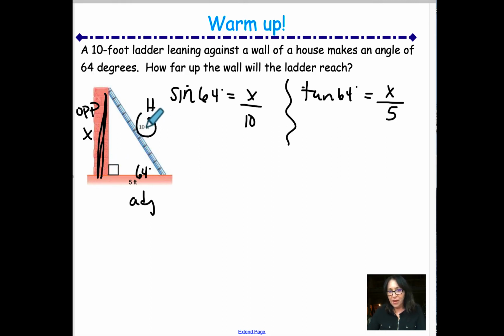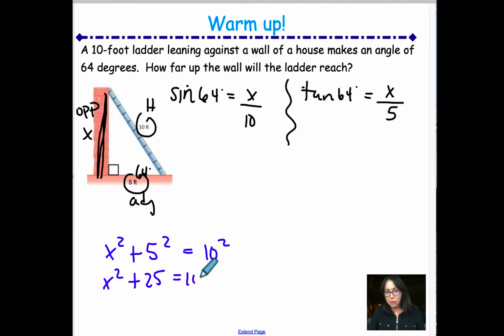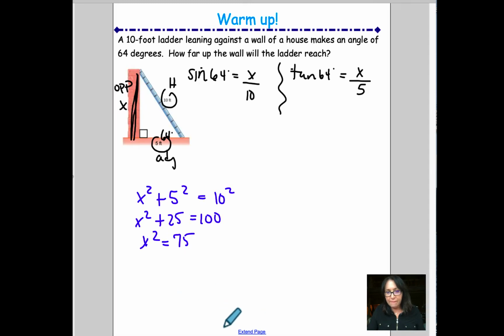And then just a note, lastly, they're only asking me for the height right here. If I have this side here and I have this side here, I have two sides of a right triangle. So my third option is to just use the Pythagorean theorem, which is x squared plus 5 squared is equal to 10 squared. If I simplify this, I get plus 25 is equal to 100. I get x squared is equal to 75. And then x is equal to the square root of 75.